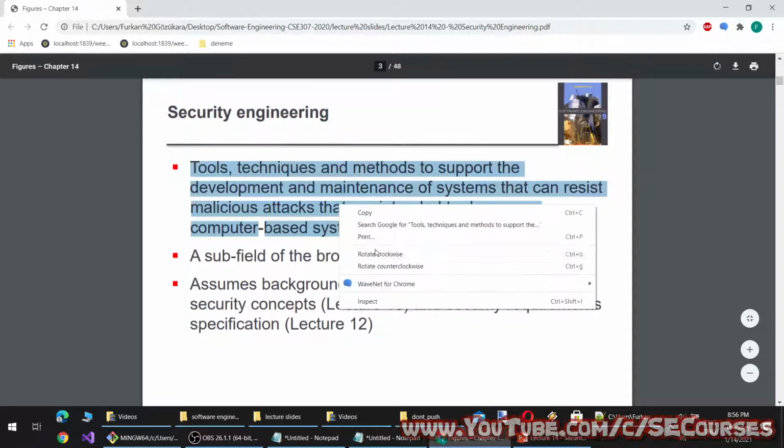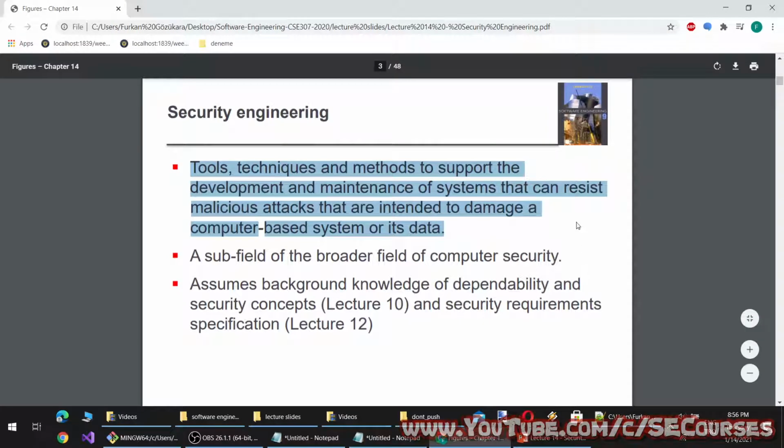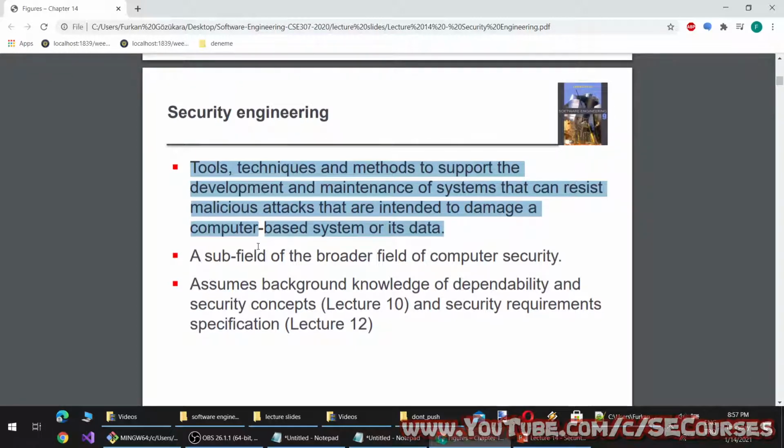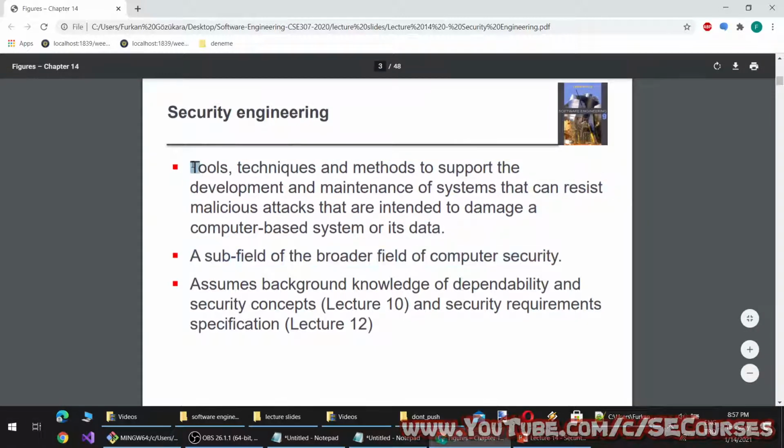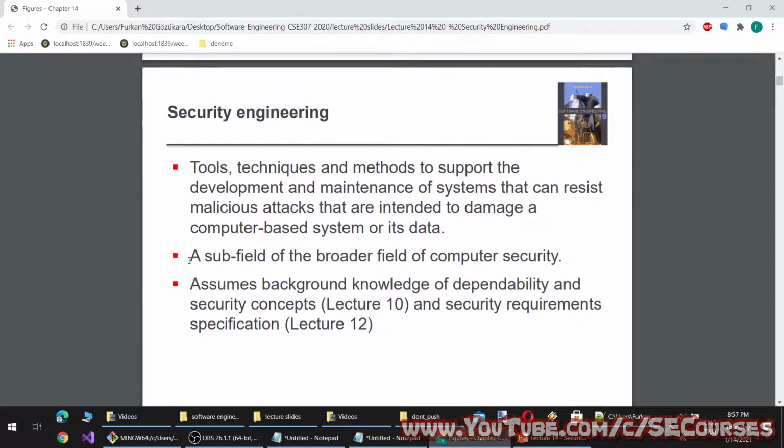Security engineering: tools, techniques and methods to support the development and maintenance of systems that can resist malicious attacks that are intended to damage a computer-based system or its data. So what is security engineering? It is a composition of tools, techniques and methods to support development and maintenance of systems that can resist, and this is the important part, malicious attacks that are intended to damage a computer-based system or its data. So this is what security engineering is about.